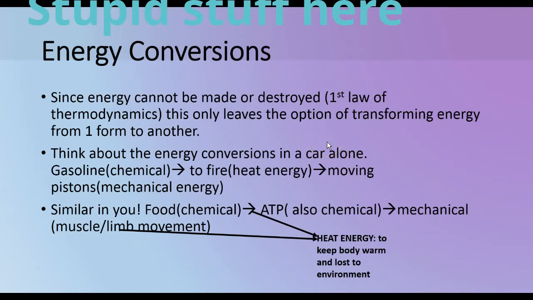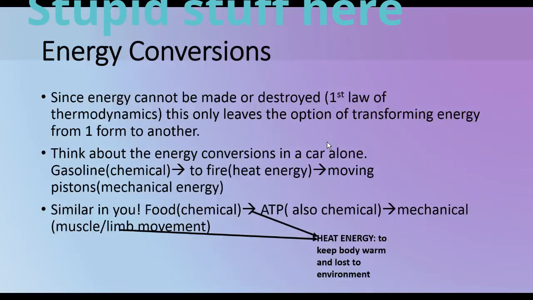So let's think about energy conversions. Remember that you can't destroy energy, you can't make energy. The only thing that can be done is you can convert it from one form to another. So if you look at the 2nd bullet, this is an example of how you convert energy in a car. Gasoline, which is a chemical, gets converted to fire. Basically there's an explosion in your car engine. This is heat energy. This explosion moves a piston, which turns a crankshaft. This is mechanical energy, and then you can trace it back farther and farther. But we're going from chemical to heat to mechanical, just in the car engine.